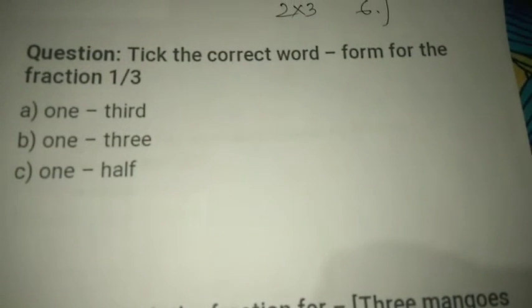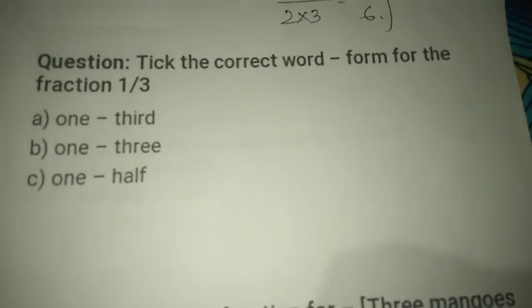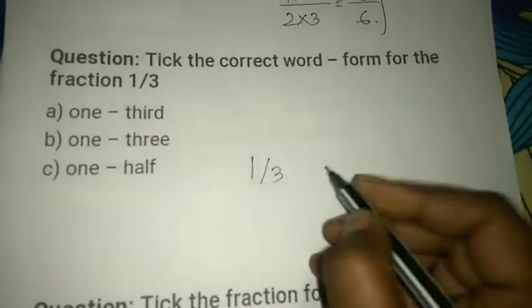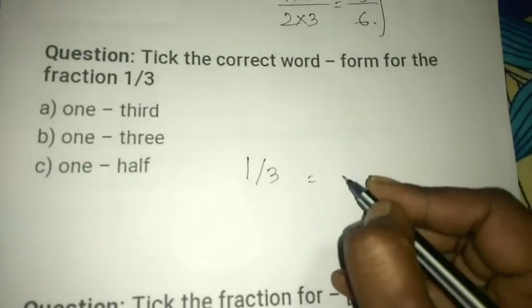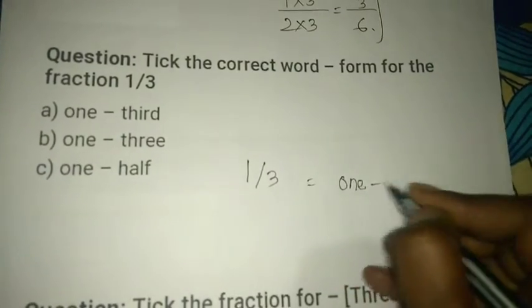Take the correct word form for the fraction 1 by 3. The given fraction is 1 by 3 and we have to write it as one third.